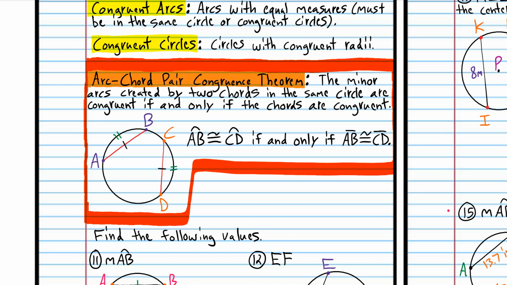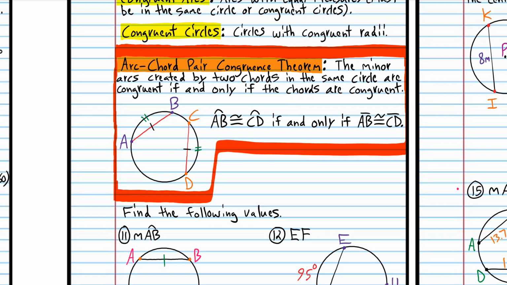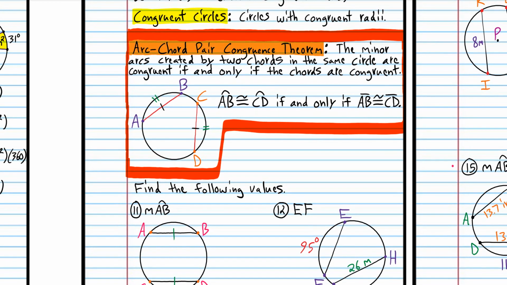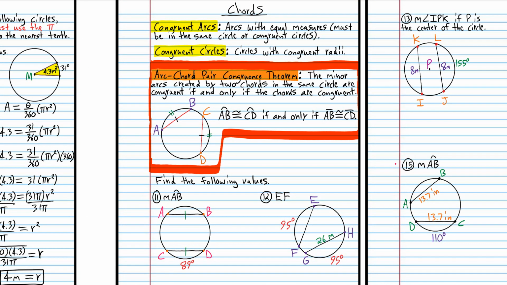And notice it says if and only if. It's been a while since we learned this, but remember, if something says if and only if, that means the converse is true also. So this theorem tells us that if these two chords are congruent, then the corresponding arcs are congruent. On the other hand, the converse is true: if the arcs created by the chords are congruent, then the chords are congruent. Again, this is pretty simple stuff. If you didn't understand that, that's okay. We're going to do some practice problems, and you're going to see exactly what this means.